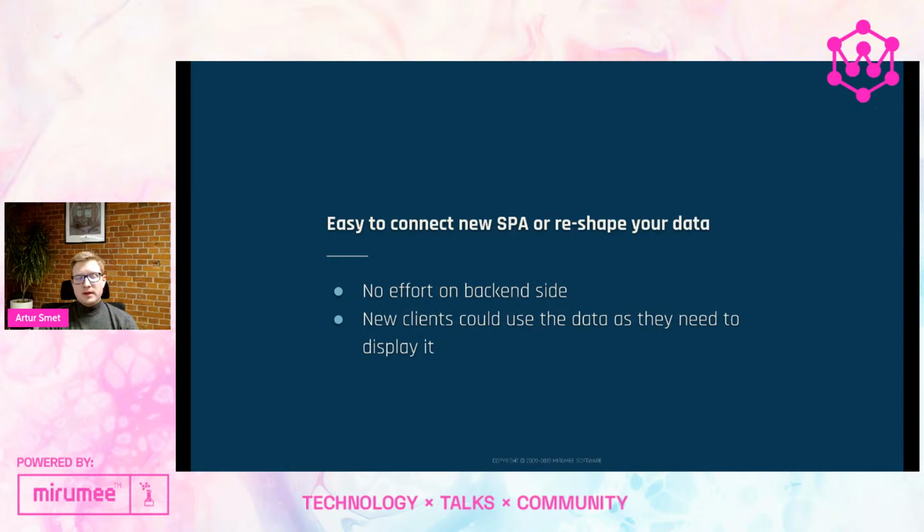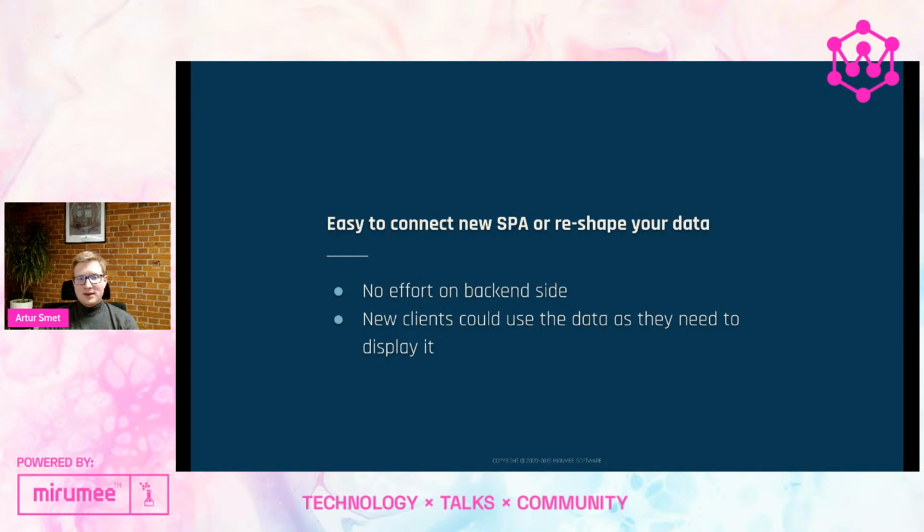Also, it's quite easy to connect new single-page applications or reshape your data because you have that schema that describes your API. Once you want, for example, to create a mobile application, you, as a developer, can see which data is available and what you want to do with it. There is almost no effort on the backend side when you want to create a new application. New clients just use the data as they need to display it. Also, there is automatically generated schema documentation, which can be introspected. So the developers could be pretty happy about that.